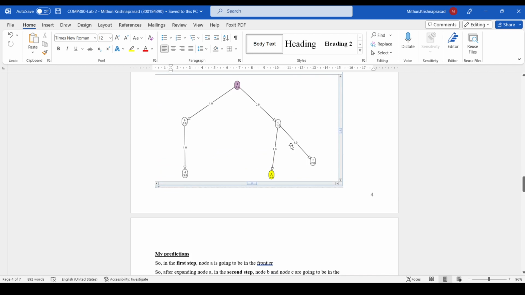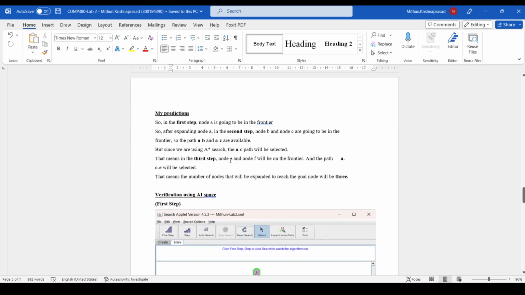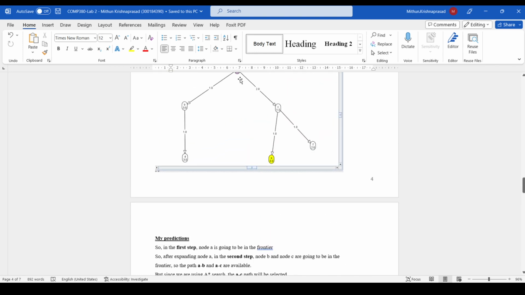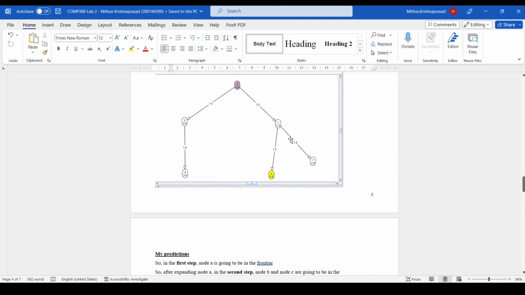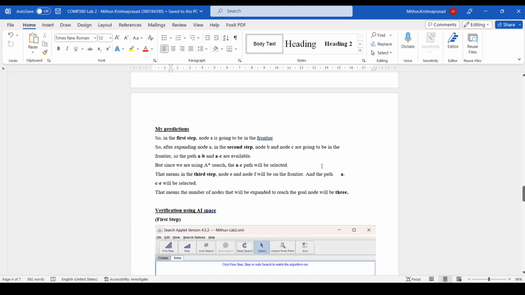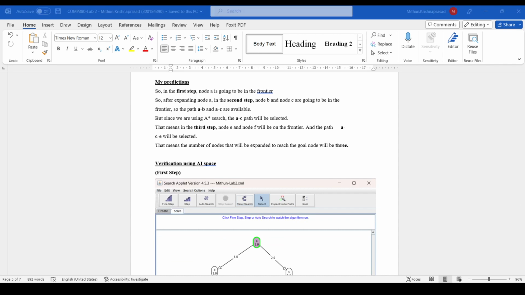Since this is an A-star search, it is going to keep the goal in mind. So in the next step, we would be going along the path of AC. That means we'll have E and F in the frontier. So the number of nodes I'll be expanding to reach the goal will be 3. I'll just do a quick simulation to show that.